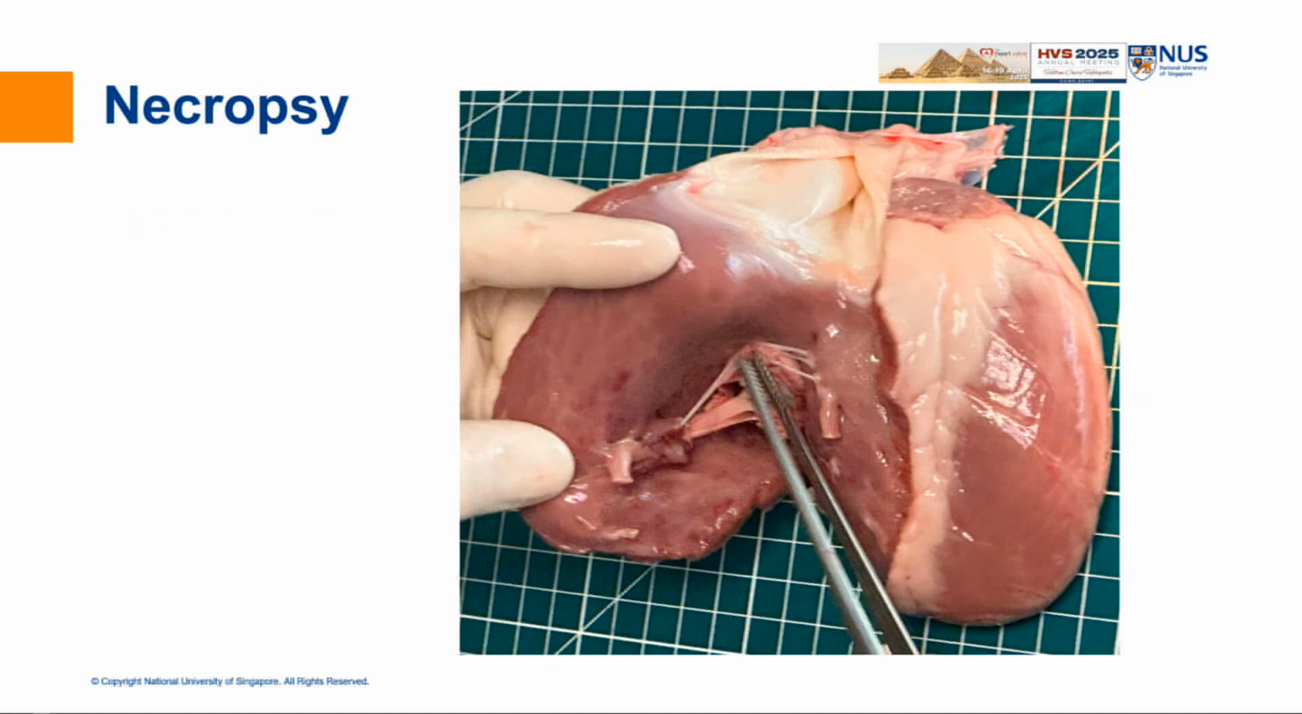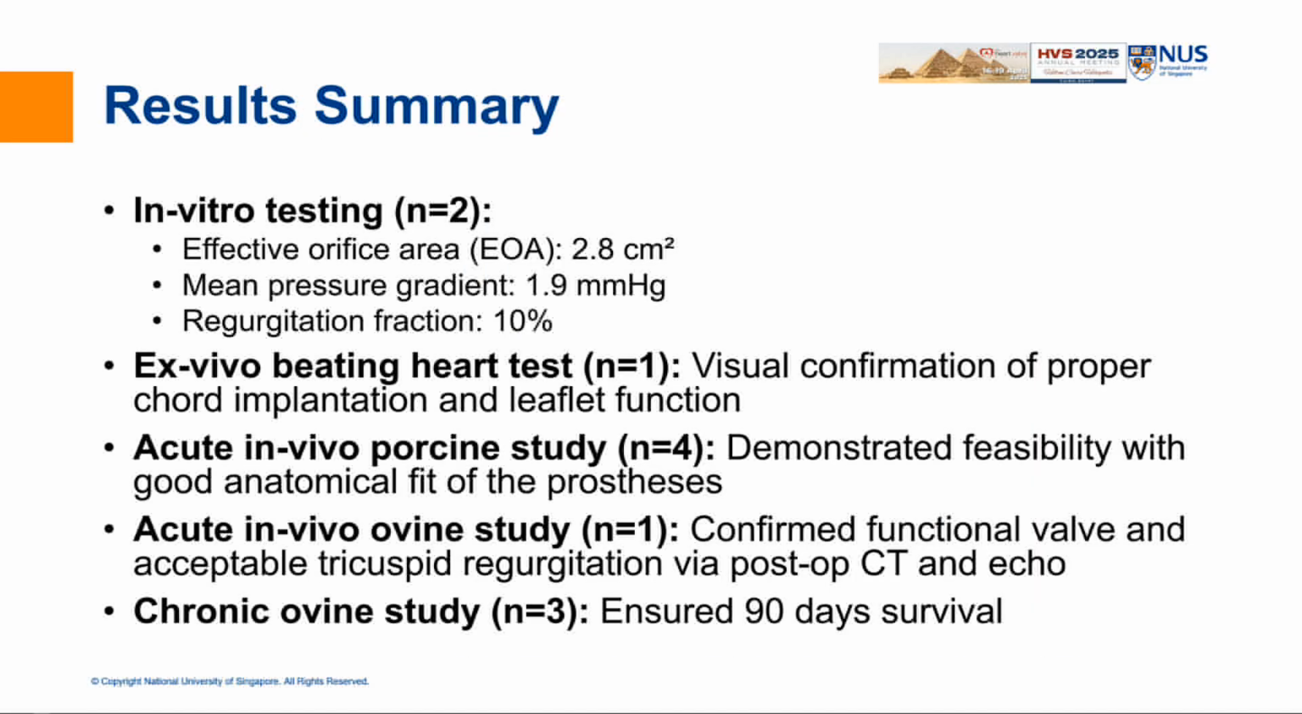After an acute implantation, we did a necropsy, and as you can appreciate, the cord is very much attached to the most prominent anterior papillary muscle. To summarize our results, in the in vitro testing, for a size of 33, the effective orifice area was about 2.8 square centimeters, with an acceptable pressure gradient and an acceptable regurgitant fraction. In an ex vivo beating heart, following the transplant principle in a porcine study, we could visually confirm the proper chordal attachment and the leaflet function in that recipient.